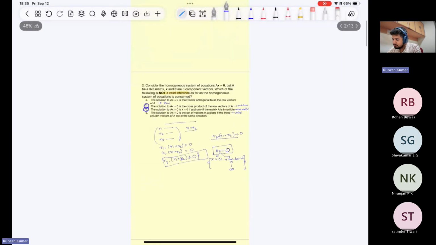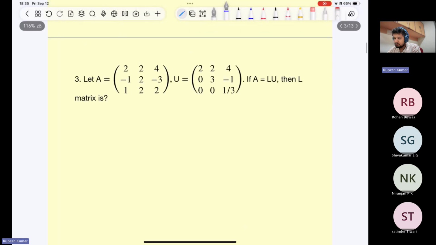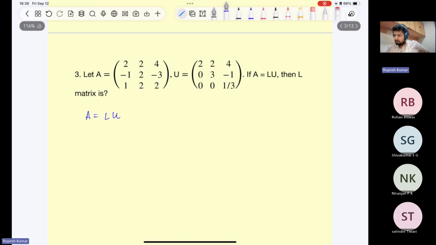I think no one has any doubts. So let's proceed to the next question. Let's say A equals this, so we have the A matrix and the U matrix. It is given that A equals LU, then what will be the lower triangular matrix, right? Do you need me to solve this problem? Yes, please. Okay, fine. So A is equal to LU, and U is given. So what should be the lower triangular part?